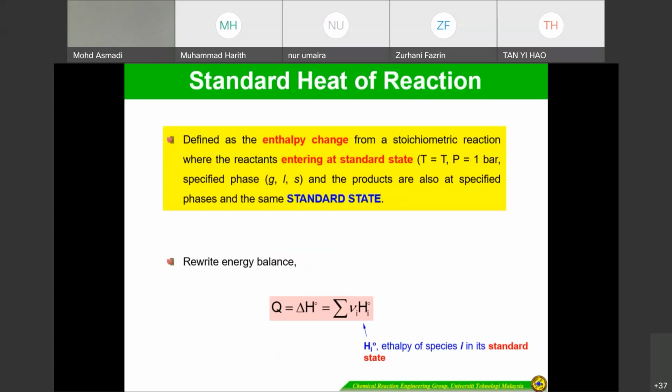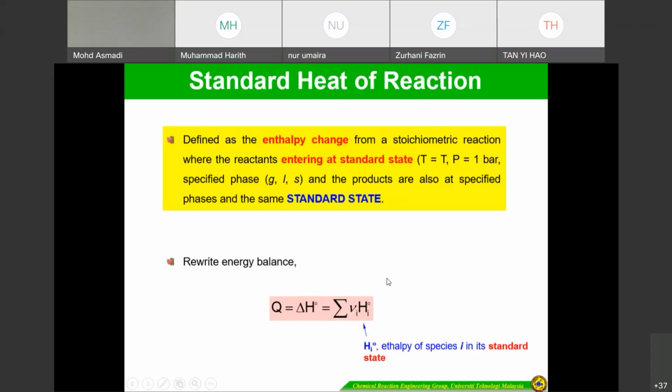If you look here, the pressure is 1 bar, not 1 atm. Please remember, we specify this for the gas, liquid, and also solid. All the standard states are at 1 bar. So if you want to rewrite the energy balance at the standard state, meaning that H_i for the species is at standard state, there is a superscript naught denoted here. You have to remember that.